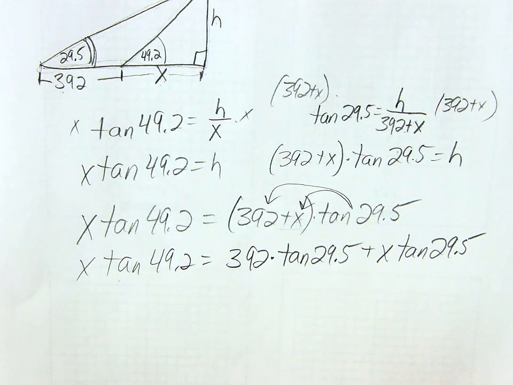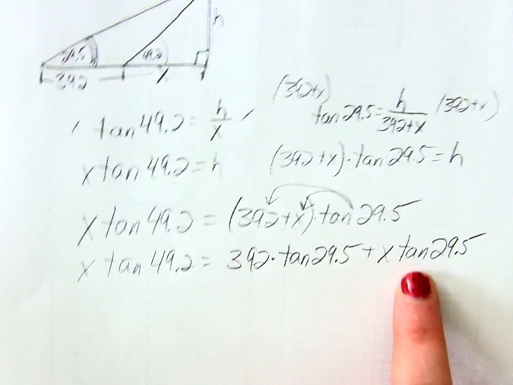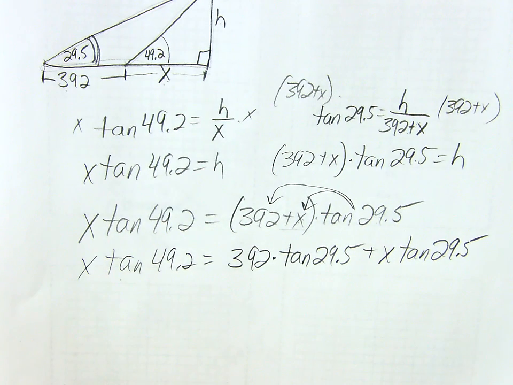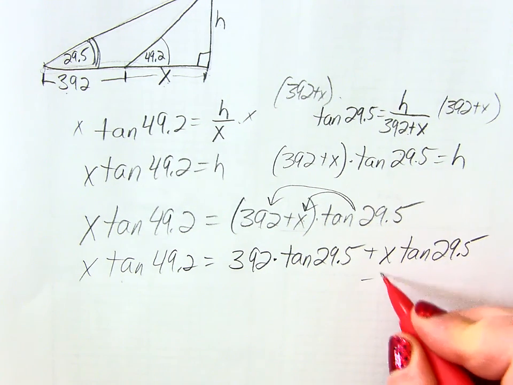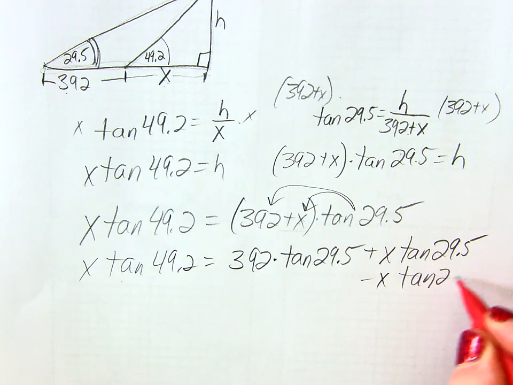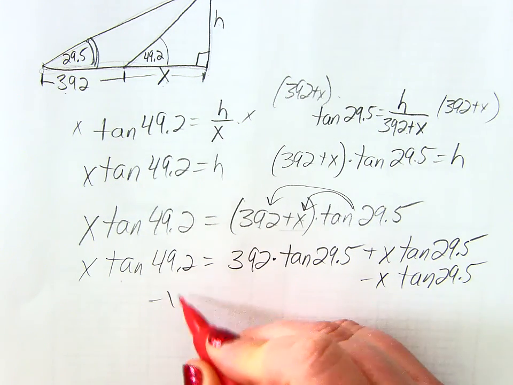Then who remembers where you go from here? Subtract. Exactly. I gotta subtract this guy over here because I want the x's on the same side. Right now I have one x over here and one x over here. I gotta get them together. So to do that, I'm gonna subtract from each side.